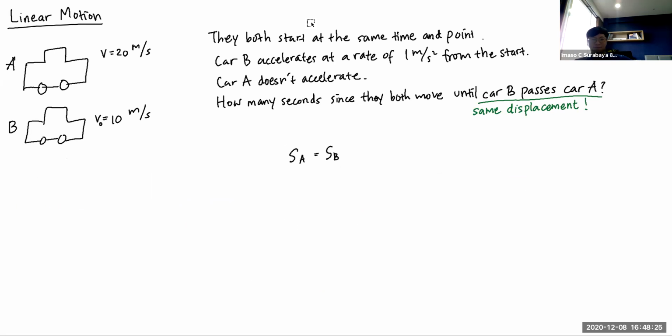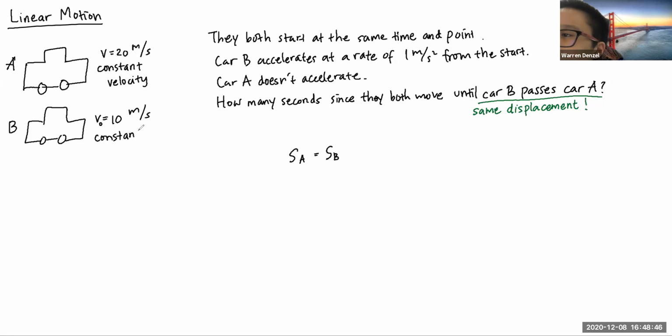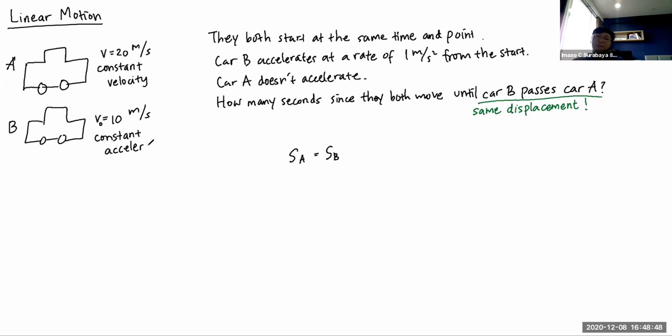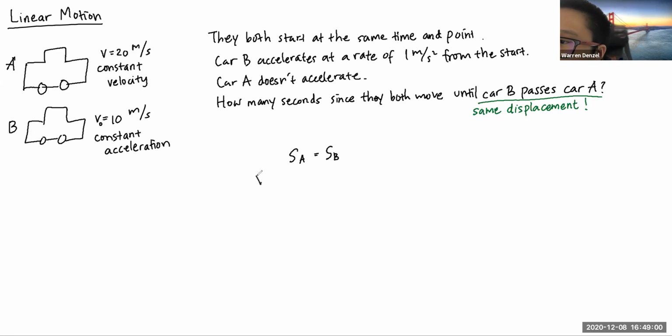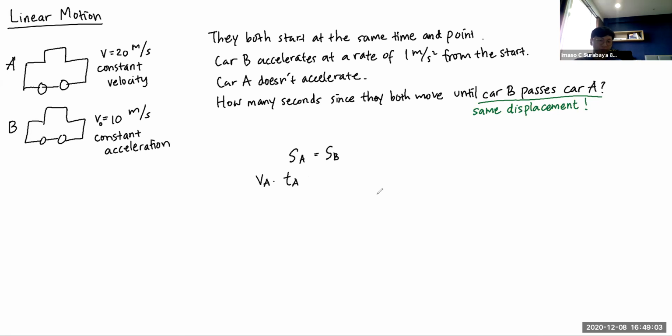Okay, what is SA? SA is how far A has gone. What type of motion is A doing? A is constant velocity. What about B? What type of motion? Constant acceleration. So they both have different formulas for S, right? What is the formula for constant velocity, SA? It's V times T, right?